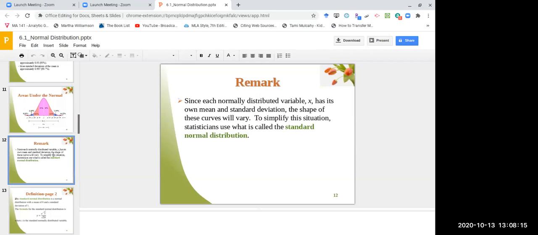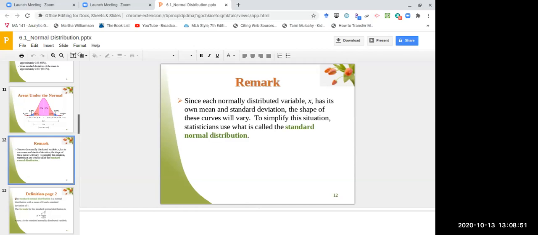Now, sometimes we have what we call a normal distribution, and we have what we call the standard normal distribution. Anytime you see normal distribution or normal curve, think bell-shaped. That's what that means. But if you see standard normal, that's a specific case of the normal distribution, such that the mean is 0 and the standard deviation is 1.